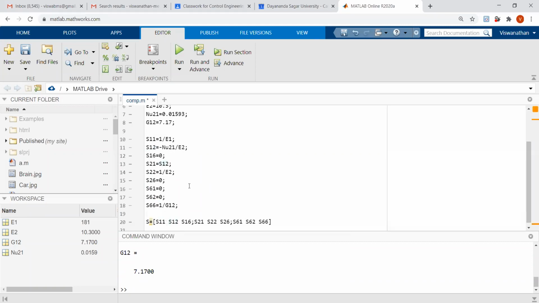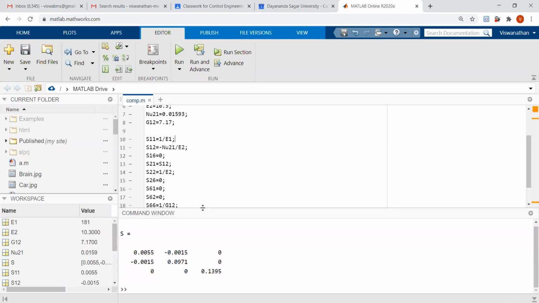So if you run this code, you get this matrix. What matrix is this? Compliance matrix. So what are the units of this?